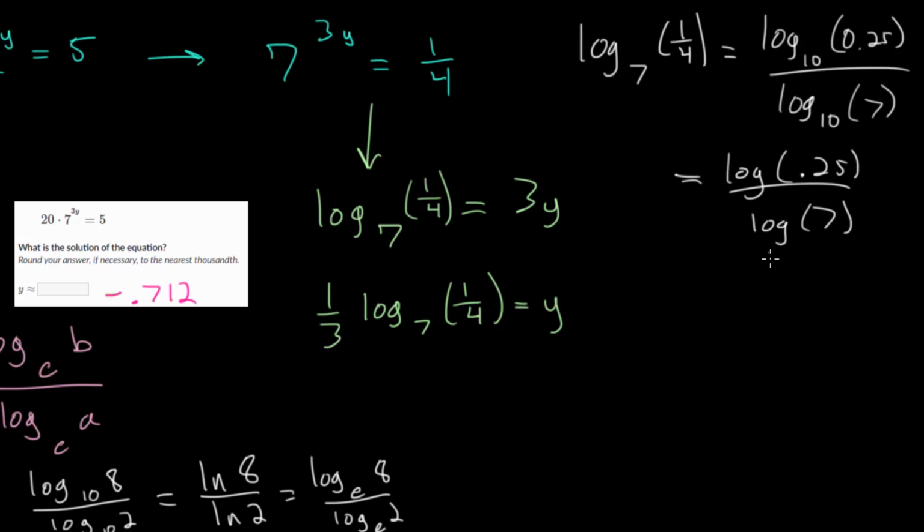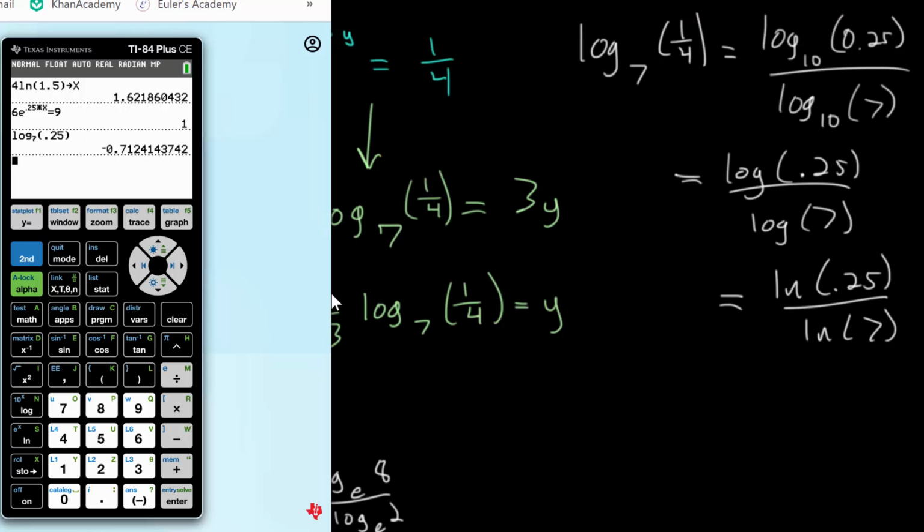And you can also use the natural log if you want. We can do natural log of 0.25 over natural log of 7. And let me just prove it to you that it doesn't matter what base we use. So this is log of 0.25, oops, I used 5. So 0.25 divided by log of 7. And that'll give us our answer, which we already got. And we can also use natural log. So natural log of 0.25 divided by natural log of 7. And you'll see that it's the exact same answer.